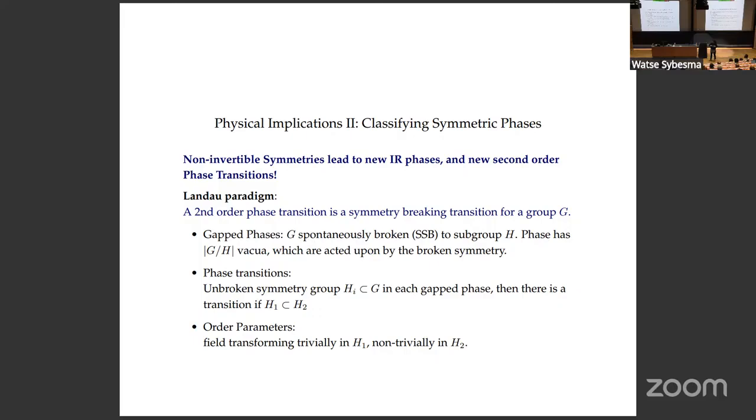And any phase transition is a Landau phase transition if there are two subgroups Hi that classify these gapped phases, and then there's a transition if one is a subgroup of the other, and the order parameters are basically trivial under one and non-trivial under the other. That drives this transition. The question is, when you have a categorical symmetry, how do you extend this? What are the rules here, where this also specializes back to the group-like case?